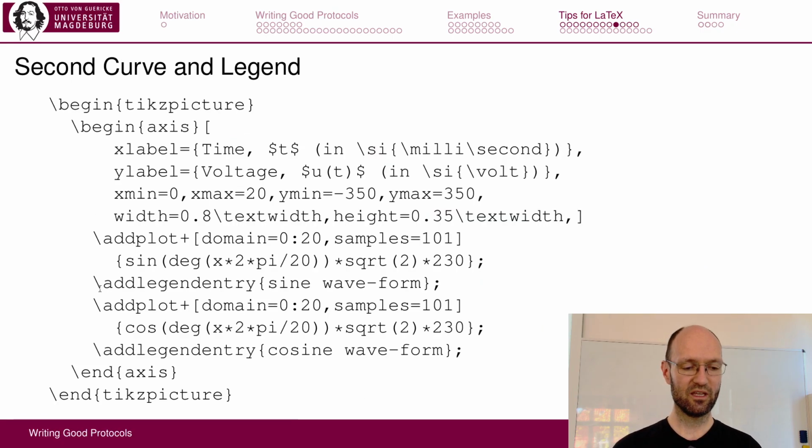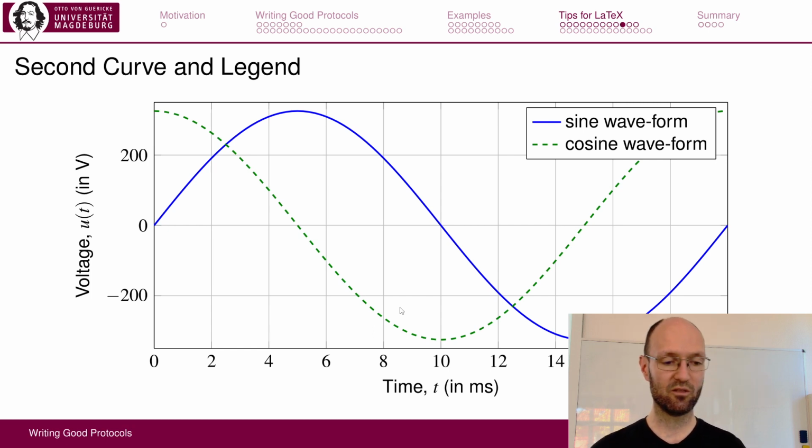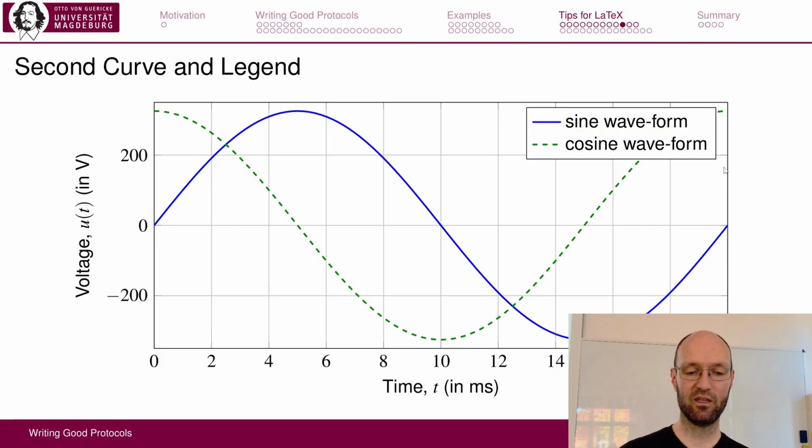And of course, now we can have a second curve here, add a cosine curve, and then also add a legend that says, okay, the first function that we have is a sine curve, the second function that we have is a cosine waveform. And then automatically the second curve, whatever is given there in the settings, would be green and dashed, and then we get a legend.